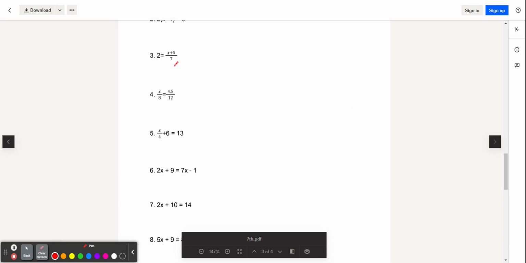Now, for problem 3, x is the numerator of a fraction, so we multiply both sides by 7. We get 14 equals x plus 5, and then we simply subtract 5 from both sides to get x equals 9.